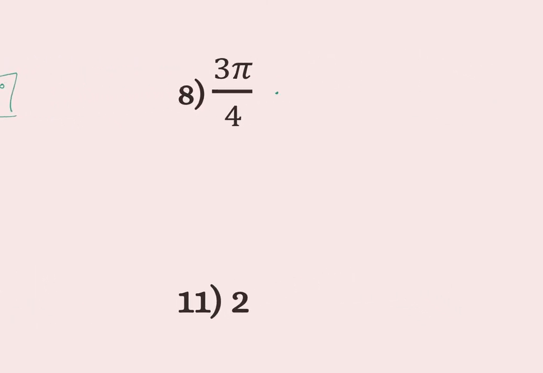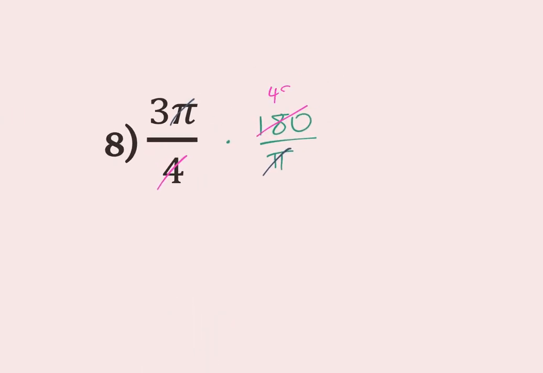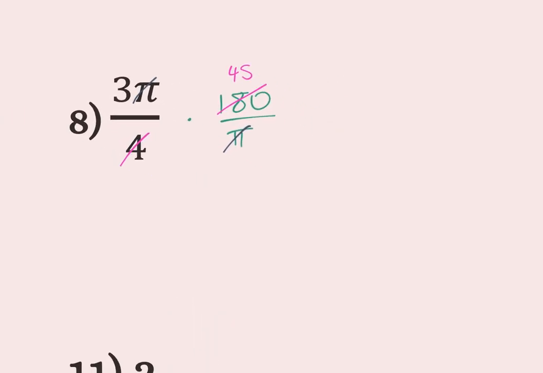Eight, again, that one's in radians, so 180 over pi. The pi's cancel. 4 goes into 180 45 times. And I'd get 3 times 45, which is 135 degrees.